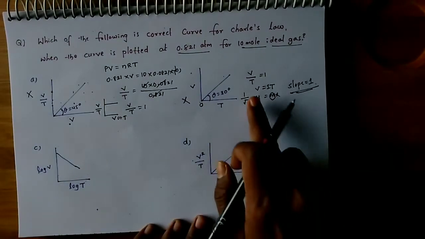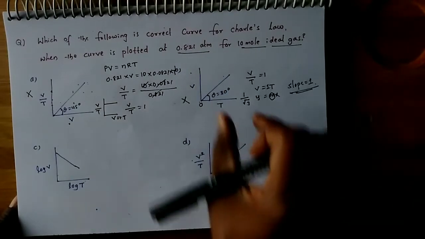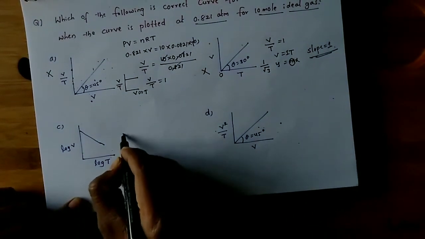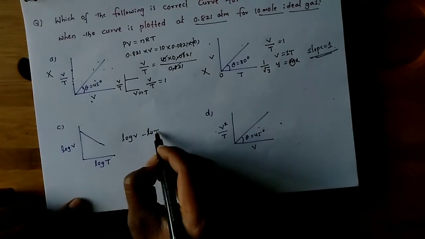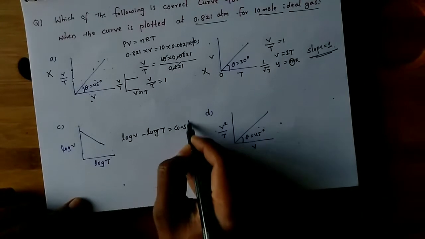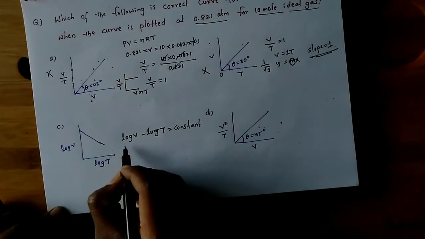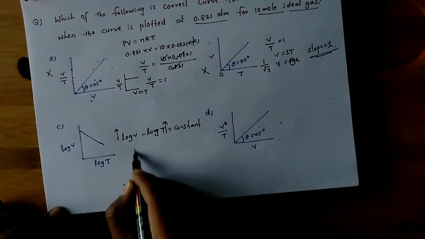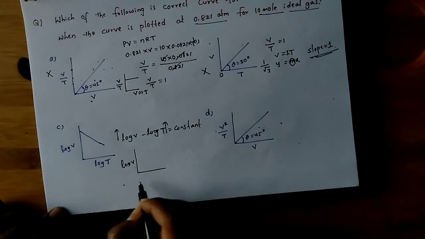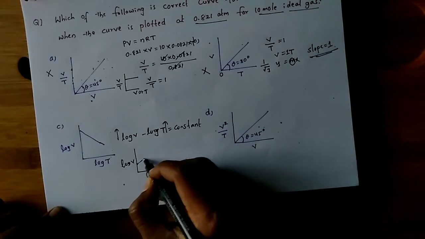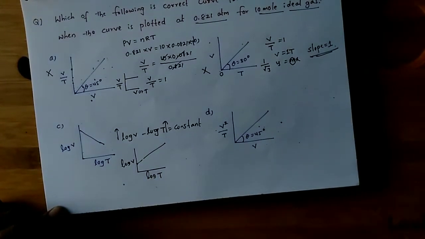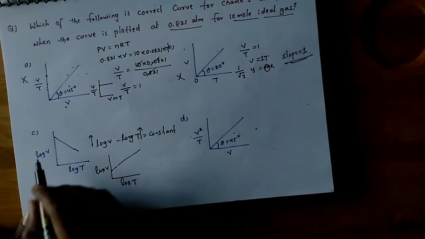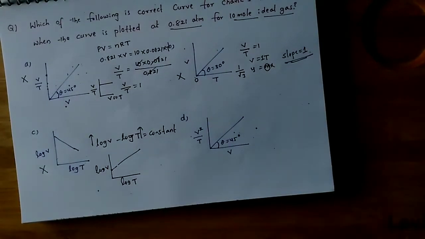Okay, the first one you have neglected, and the second one also, this plot is not at the conditions given. And see here option C, log V versus log T. We have one relation: log V minus log T is equal to constant. Suppose log V increases, then log T must increase to keep it constant. But here the curve is not like that; the actual log V versus log T curve should look like this. I explained these curves in the Charles law video, so you can refer to that, the video is available in the channel. So this plot is also wrong. These three are wrong at the given conditions.